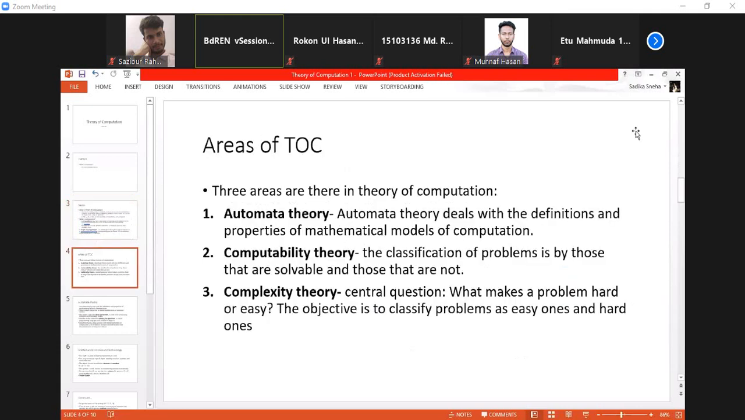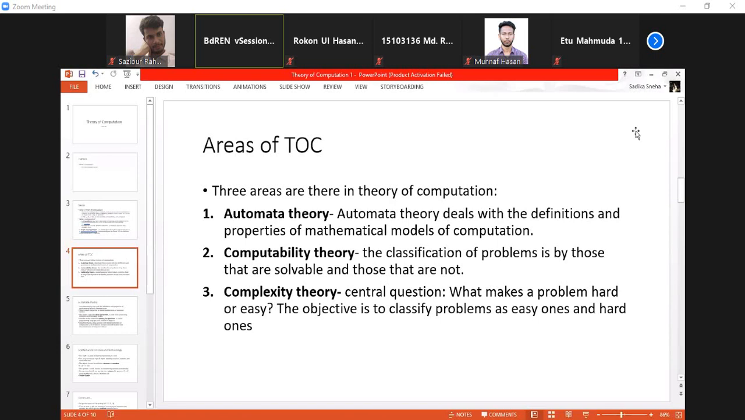So there are three areas to discuss in theory of computation. They are known as automata theory, computability theory and complexity theory. The things we discussed in the previous class were about automata theory. Obviously, there was a brief discussion because in the introductory chapter we only give you a vague idea about all the things.